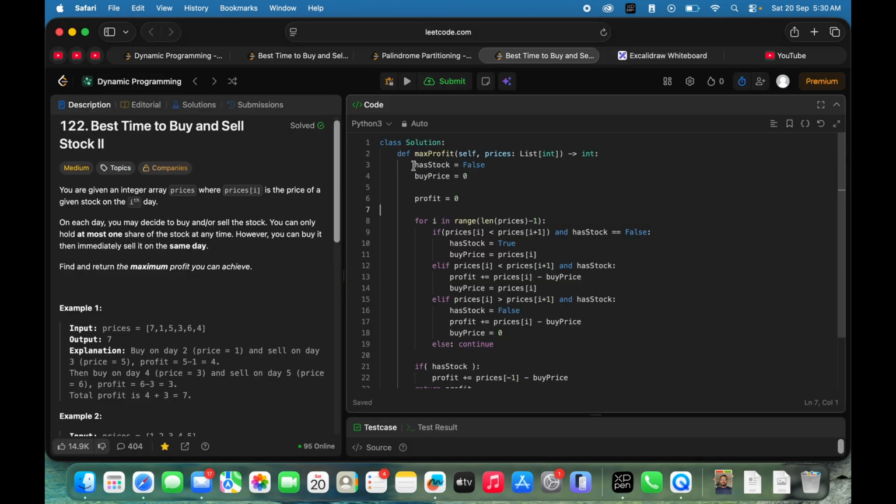First of all, we have a few variables, that is have stock. This variable determines whether we have bought a stock or not. If we have bought a stock, we basically have it, right? Otherwise, we don't have it. Then this is the variable that actually contains the price at which we bought the stock. Remember that we can only buy a stock one time. Yes, we can buy it one time and then sell it and then again buy it immediately, but we cannot buy a stock on one day and then again buy it on the next day without selling it first.